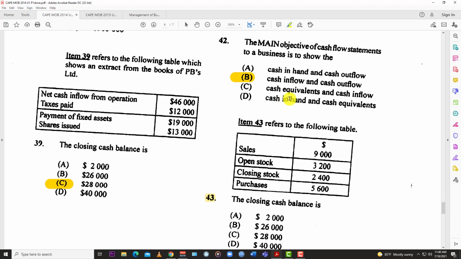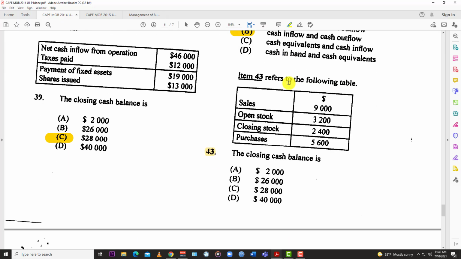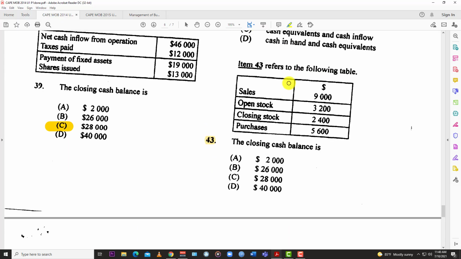42. The main objective of a cash flow statement to a business is to show the very simple cash flow: inflow and outflow. So the inflow of cash and the outflow of cash. Very straightforward. All right, 43. Now 43, there's an issue with 43, so there's really no answer. If you realize, however they printed the paper, the options for 39 are the same options for 40 and for 43, and the question doesn't really relate to that. So that's an error right there. I don't know if back in the day whoever sat that corrected it on the day, but yeah, that's an issue right there.